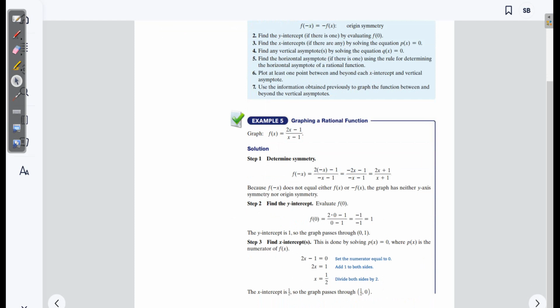We're going to find any vertical asymptotes by setting the denominator equal to 0. We're going to find a horizontal asymptote like we did before. We're going to plot at least one point between and beyond each x-intercept and vertical asymptote. And then we're going to use all the information that we have obtained to graph the function between and beyond the vertical asymptotes. So again, that's a lot of stuff, but let's just attack this the best that we can.